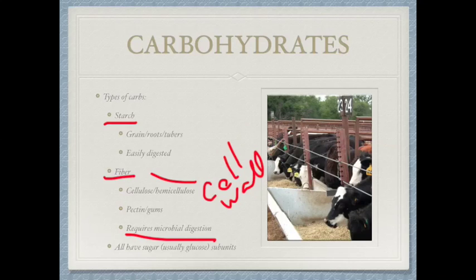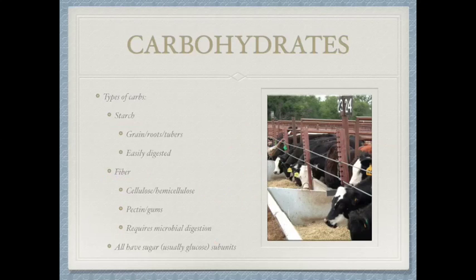But regardless of the type of carbohydrate we're dealing with, whether it's starch or fiber, all of them have a sugar, usually glucose, as the subunit. And once we get it broken down into that single sugar, it behaves similarly in the body.